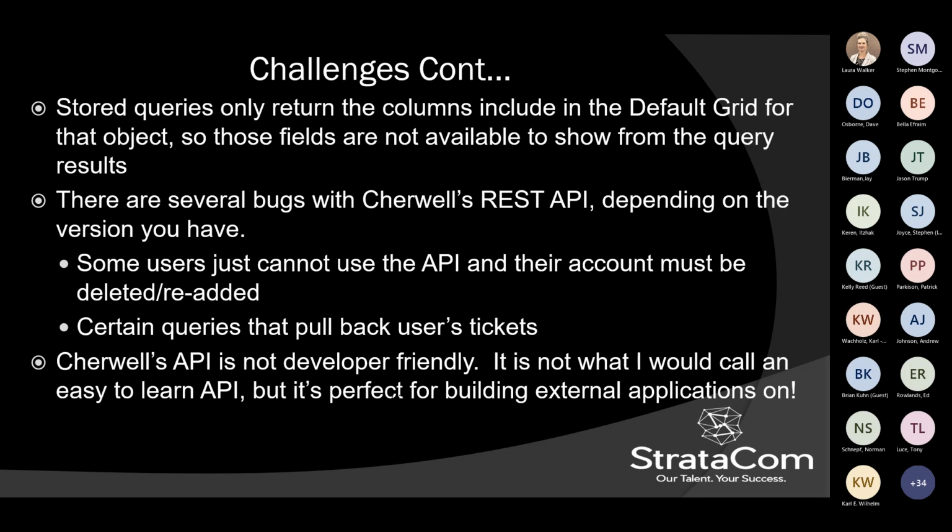Stored queries only return the columns in the default grid, which is a weird issue. There are quite a few bugs with the API depending on the version that you have. Certain queries that pull back users' tickets have issues. I do actually have a solution for that, finally, after about a year and a half. Cherwell and I figured out what's going on there. And I would say it's not super developer friendly. For developers like me who are used to more object orientation, maybe it is, but for people who are used to just being able to do a webhook, it's probably not.